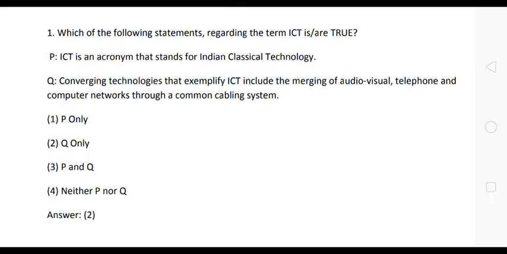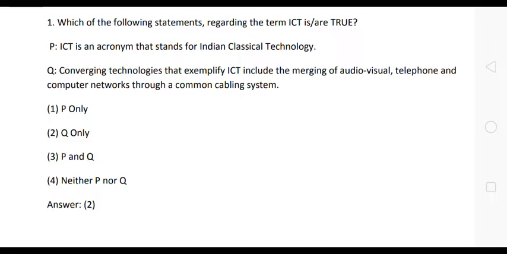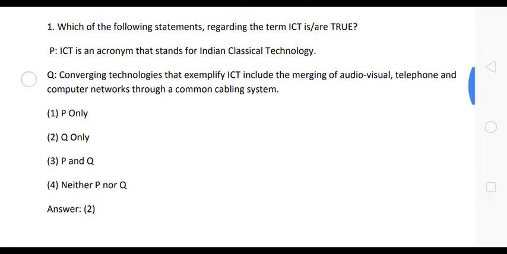The first statement is, ICT is an acronym that stands for Indian Classical Technology. This is not true. Second statement, converging technologies that exemplify ICT include the merging of audio, visual, telephone and computer networks through a common cabling system. This is true. So, here the correct answer is option 2, Q only.